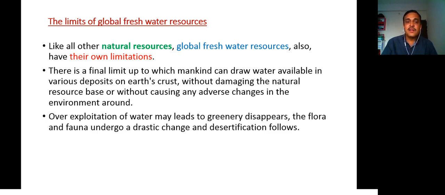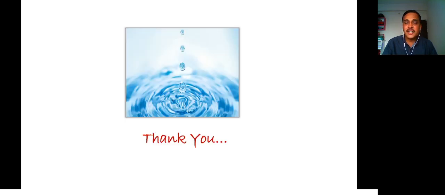We have to focus on the practices of rainwater harvesting or roof water harvesting, or what we call artificial recharge techniques. We have to focus on water conservation practices besides plantation activity or soil conservation activities. We have to conserve and use these water resources in a very sustainable way.